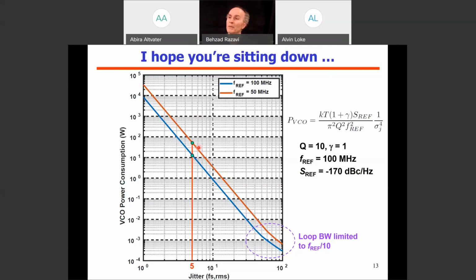And then what happens if we go to 1 femtosecond? Way out here. Here we're dealing with some tens of kilowatts of power consumption. Okay, that's what these results predict. Let's hope that these results don't hold in the future, otherwise we will be out of jobs.